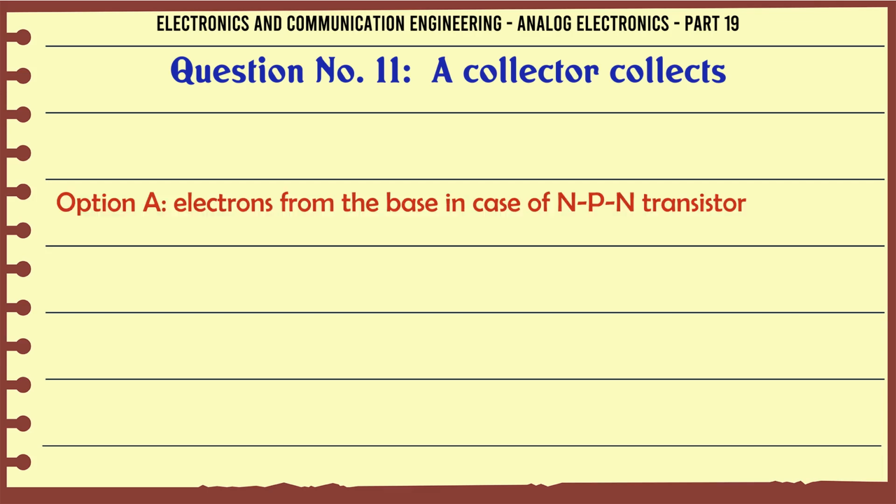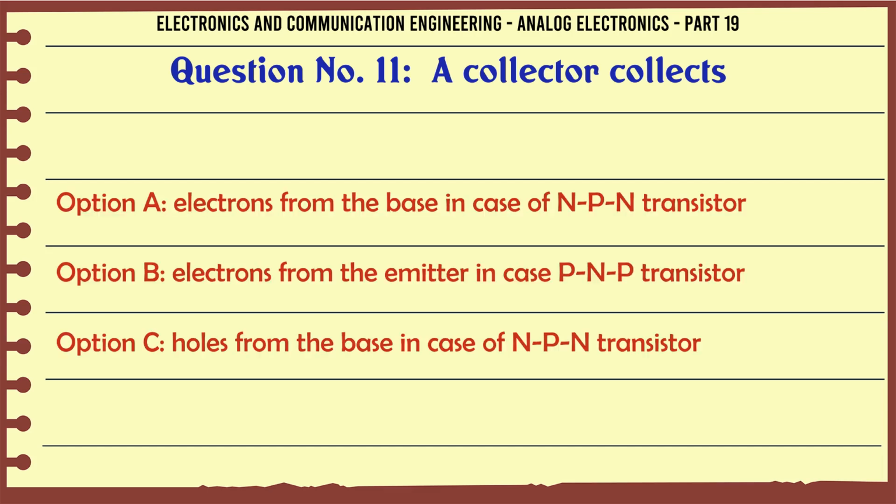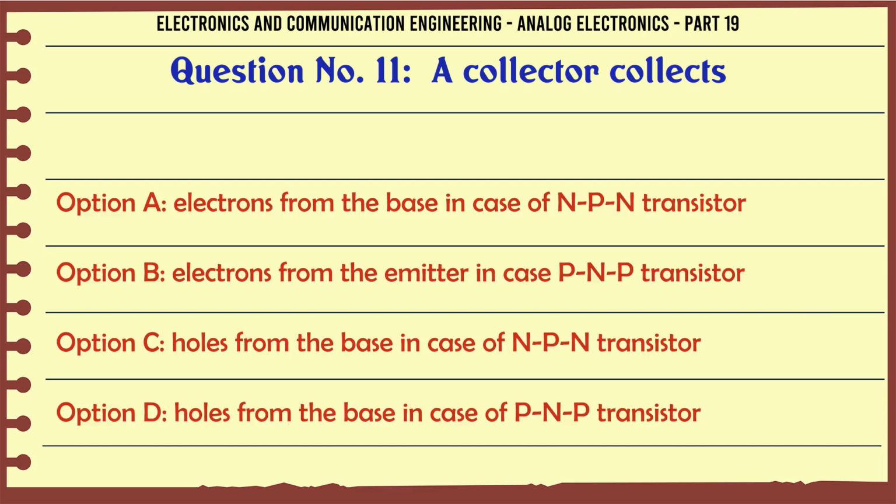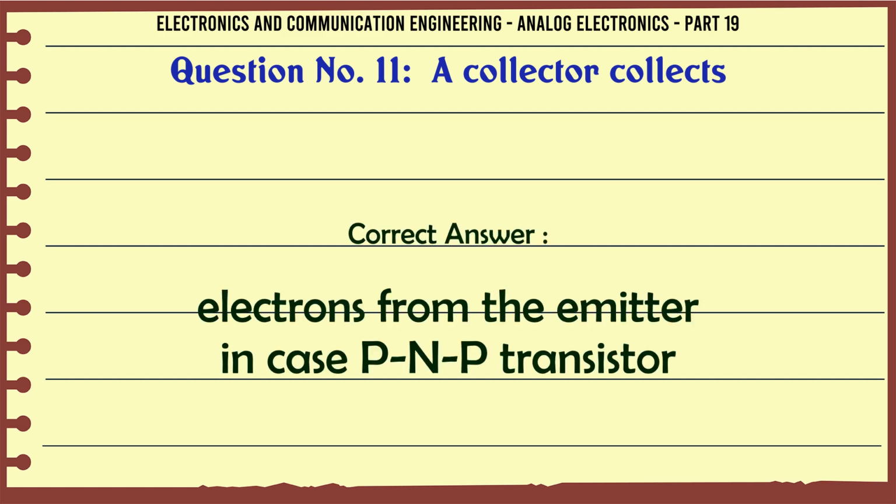A collector collects: A. Electrons from the base in case of NPN transistor. B. Electrons from the emitter in case of PNP transistor. C. Holes from the base in case of NPN transistor. D. Holes from the base in case of PNP transistor. The correct answer is electrons from the emitter in case of PNP transistor.